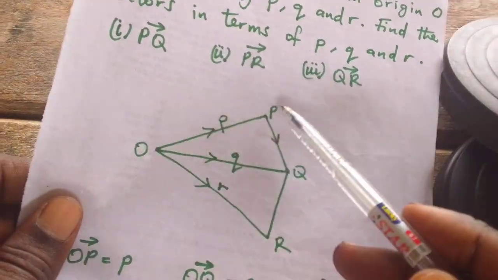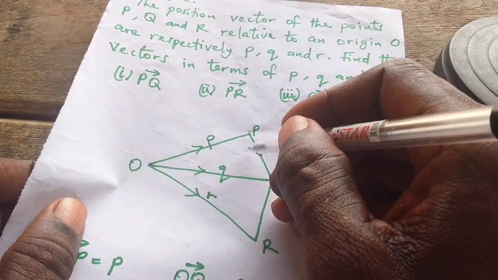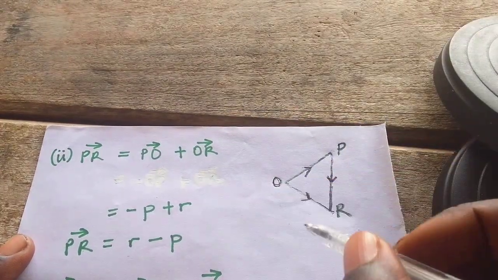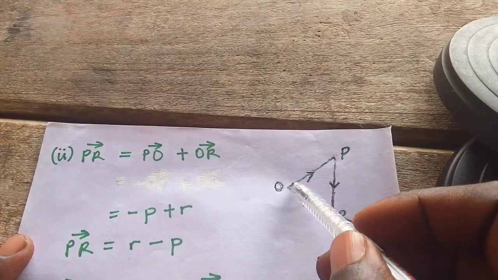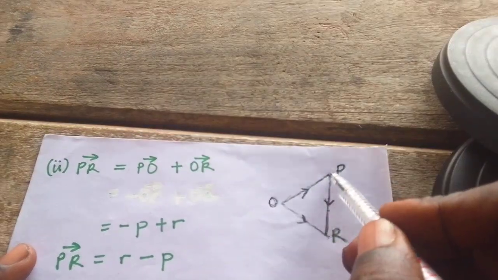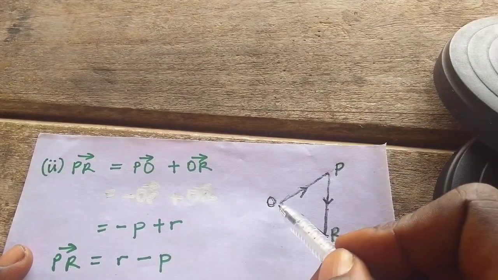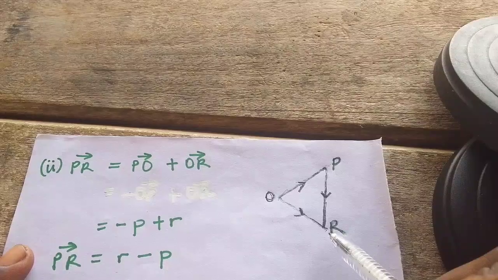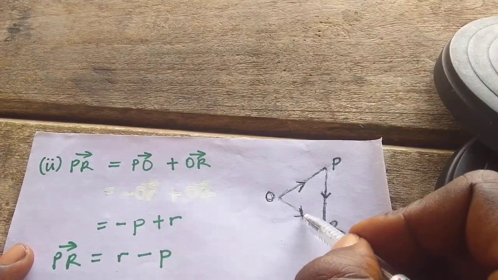So PR, you want to look for the position, so you can draw a line like this to show PR. Let me just try to draw it. This is still my reference point O. So the position vector of point P is what? OP. The position vector of point R is what? OR. So the arrows face like this.